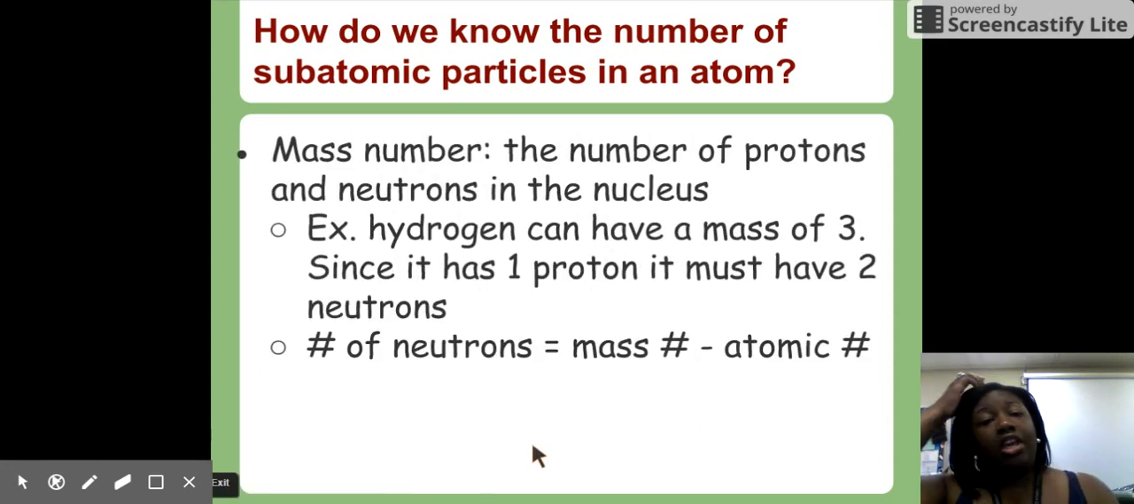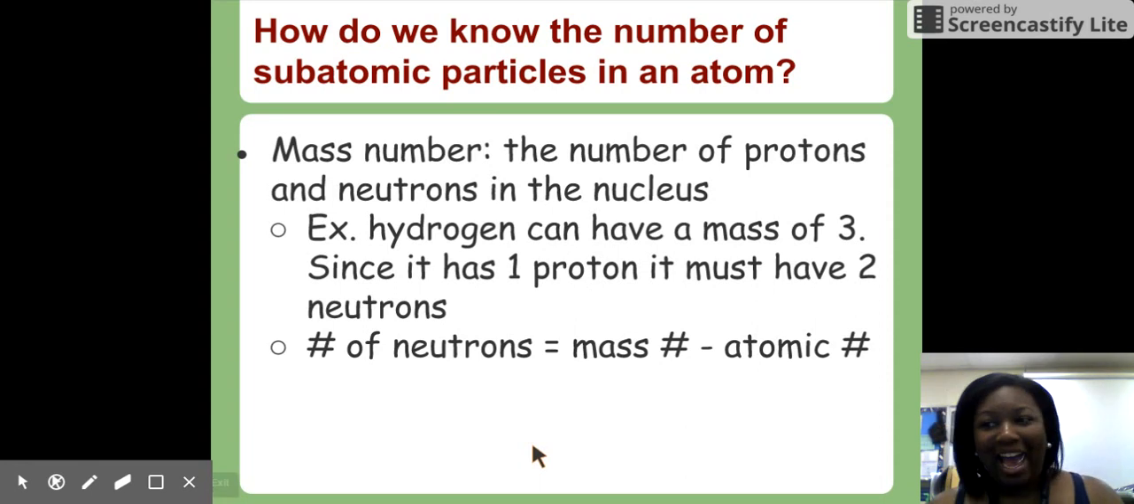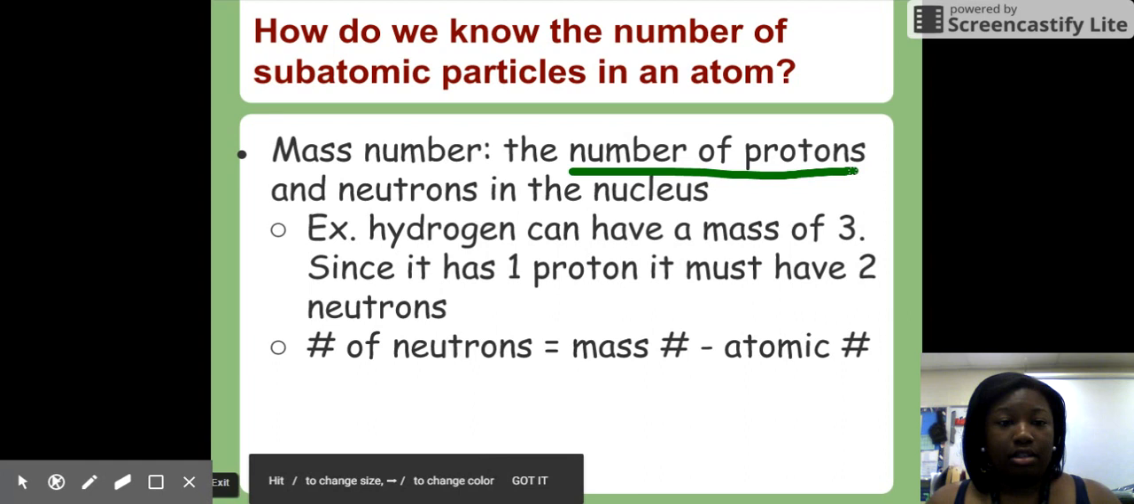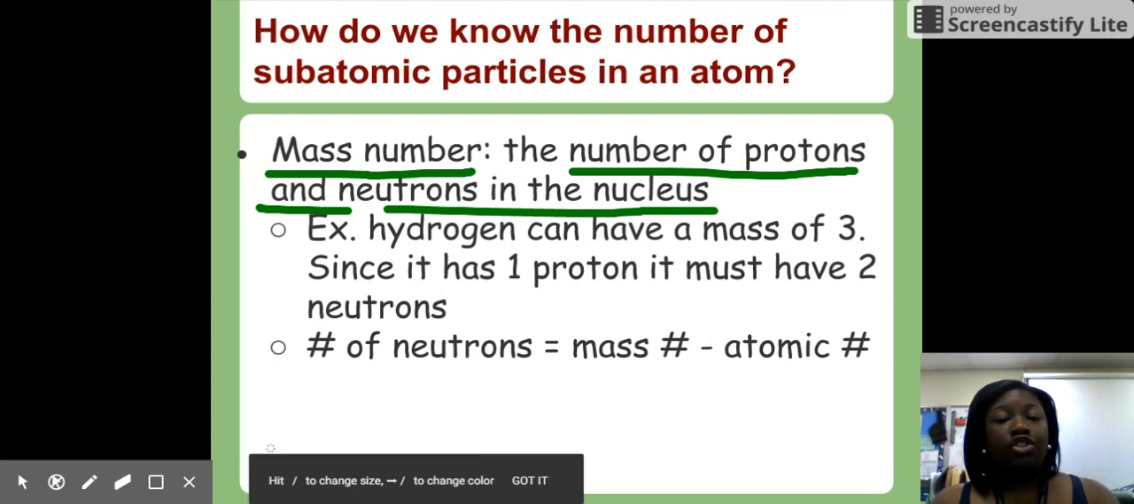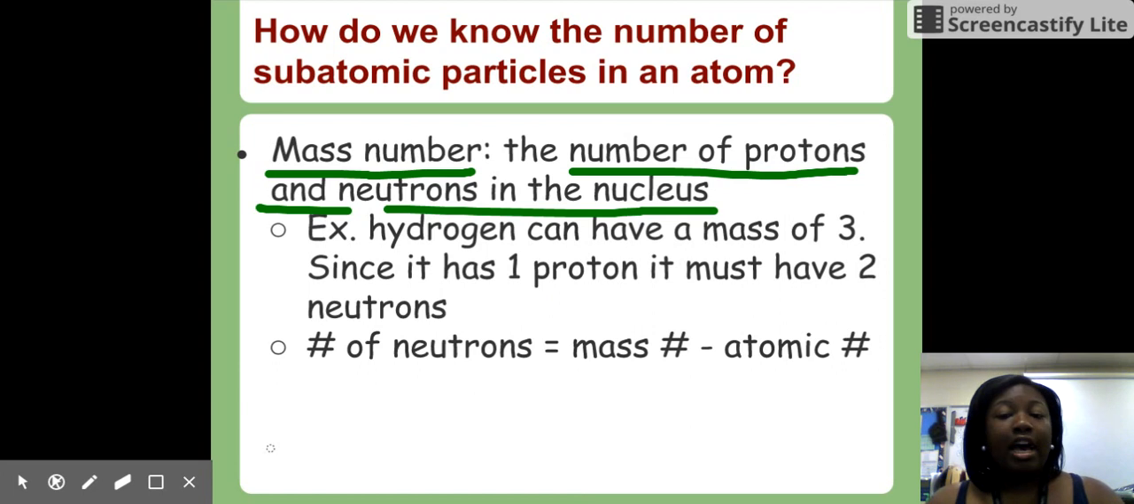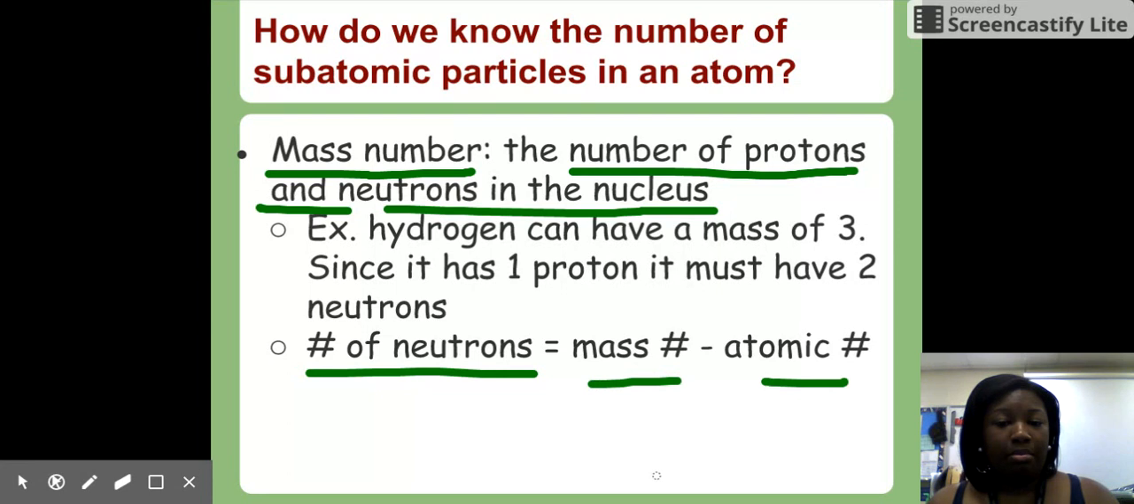All right, so the subatomic particles in an atom. So how do we know the number? Well, the mass number. The mass number is the number of protons and neutrons in the nucleus. Okay, it is the number of protons and neutrons in the nucleus. That gives us the mass number, that decimal number. So, example: hydrogen can have a mass of 3. Since it has 1 proton, it must have 2 neutrons. So the number of neutrons equals the mass number minus the atomic number. Okay?